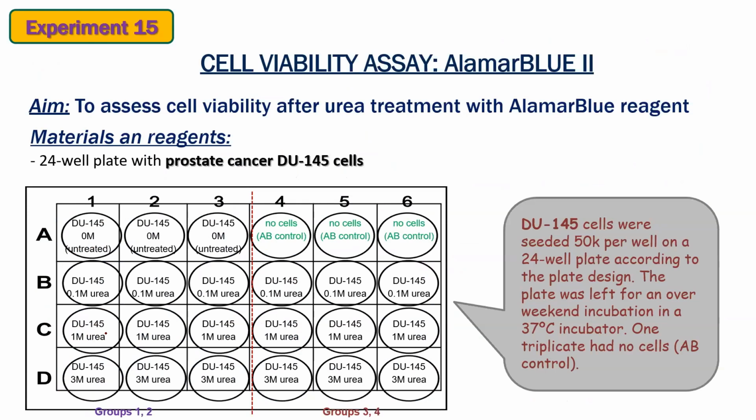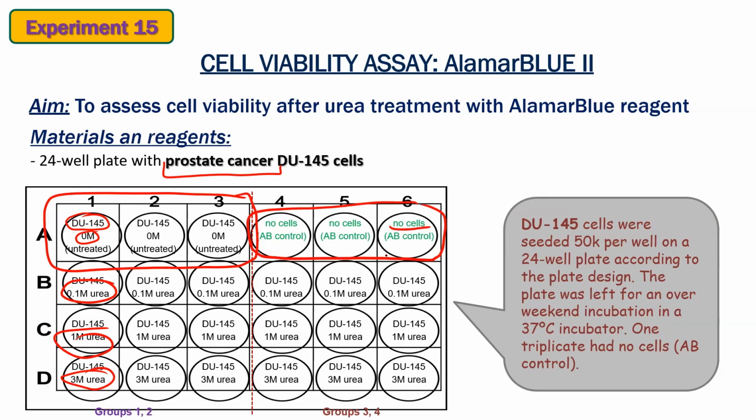Okay, so the experiment itself, so we have the setup. We use the prostate cancer cells, DU145. And what we are seeding here, first of all, we seed the non-treated or untreated cells. So in this case, we add cells, but we do not add the treatment. Then we have different concentrations of treatment, and, which is very important, we need the blank. And blank here is no cells and just addition of Alamar Blue. Why?